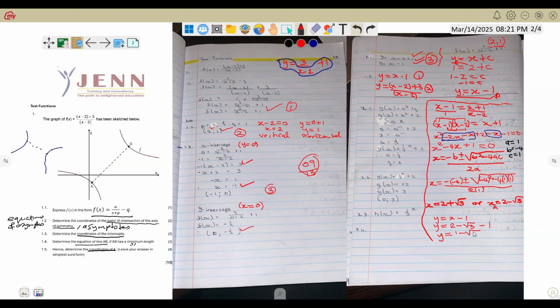Don't forget what you were asked. What was the question asking you? Those coordinates. Our final answer must be coordinates. Therefore, the coordinates of A: the x coordinate is 2 minus root 3, and the y coordinate is 1 minus root 3. Is that clear?